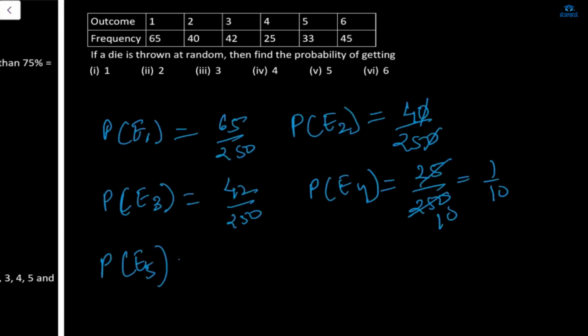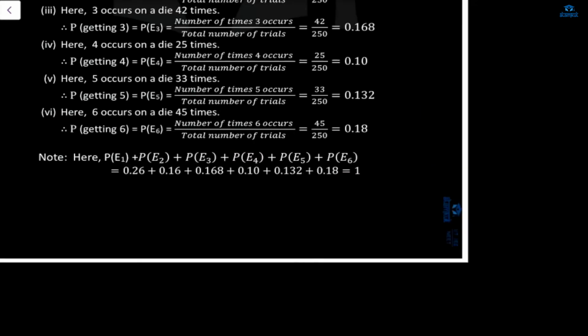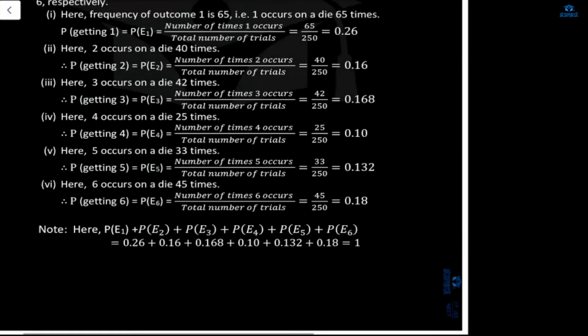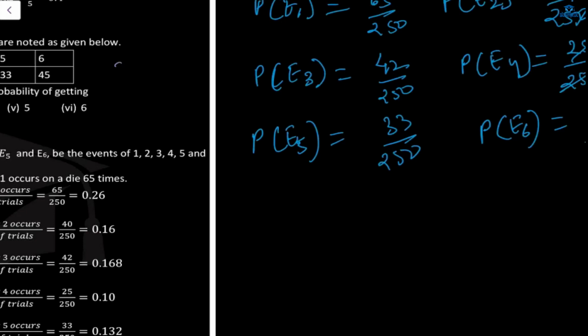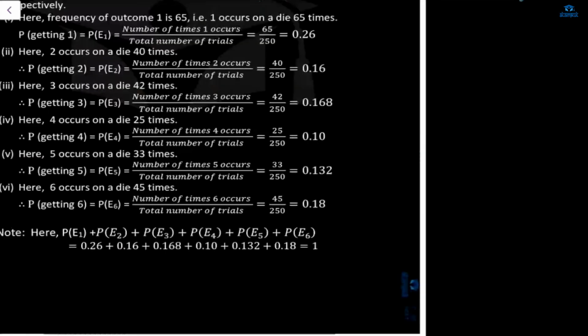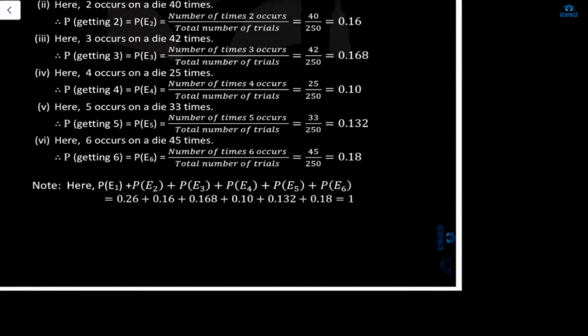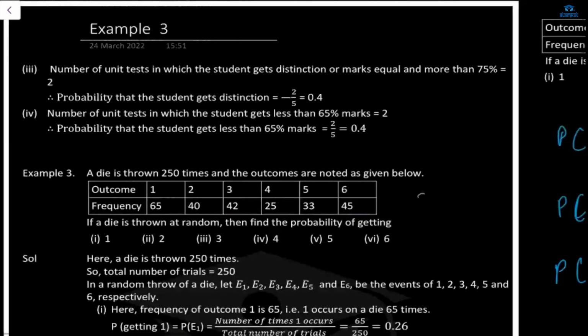PE5 getting 5 is 33 upon 250. And getting PE6 is 45 upon 250. Now see, of all the outcomes we have taken out, there are 6 outcomes of this experiment of throwing a dice. If you add all the 6, you will get 1. The total probability of all the possible outcomes is 1.